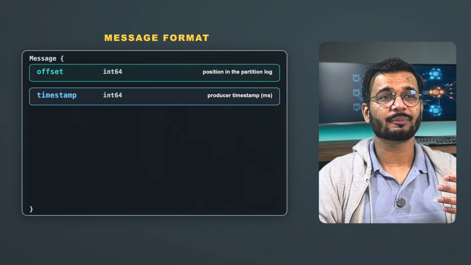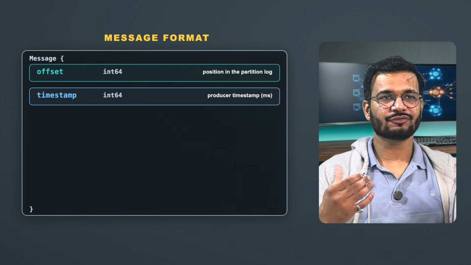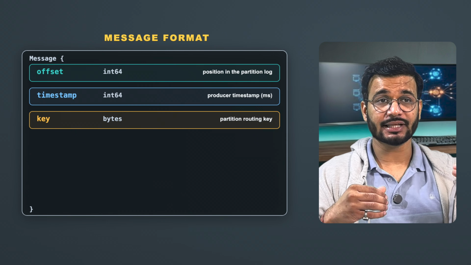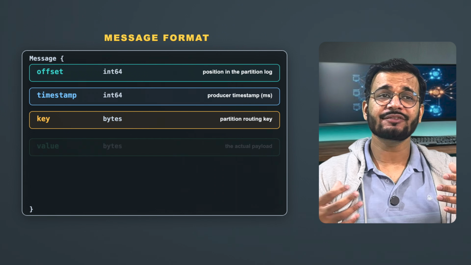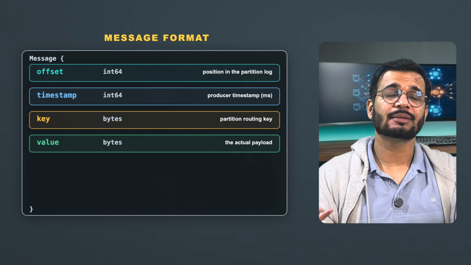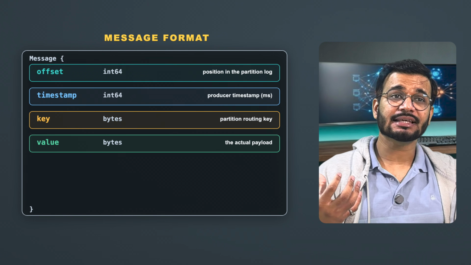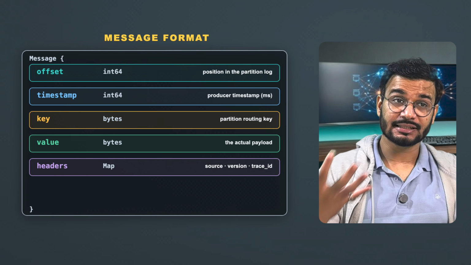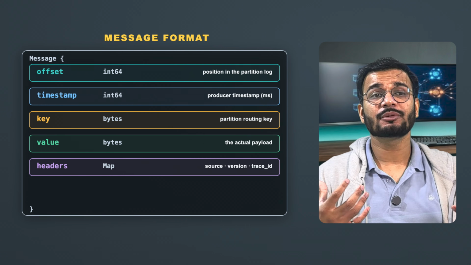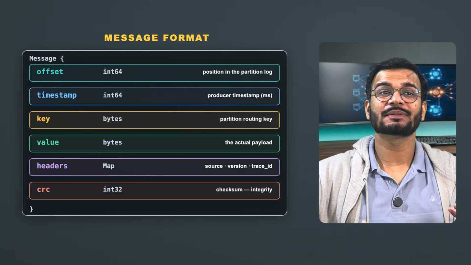Let's go to the message format first. In the message format, the first keyword is offset that will tell the position in the partition log. Then we have the timestamp, that is the producer timestamp in milliseconds. Then we have the key, that is the partition routing key. Then we have the value. Value will be the actual payload value that is being passed through.